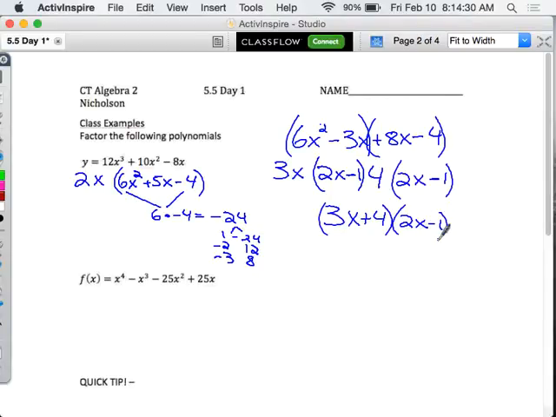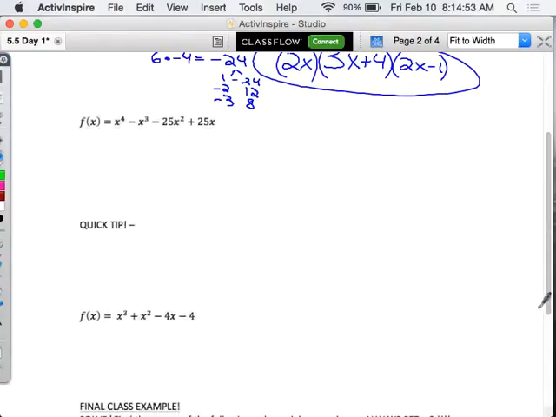Now I'm forgetting something here. What am I forgetting? Remember, in the very beginning, we took out a greatest common factor. Make sure that you tack that on as well. In the very beginning, we took out a 2x. Make sure you tack on that 2x. At this point, we are done.